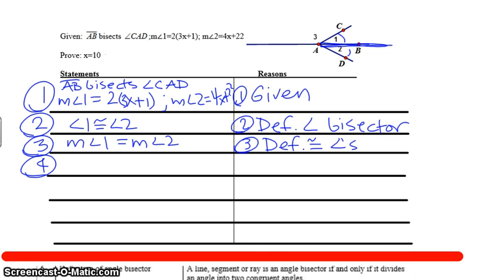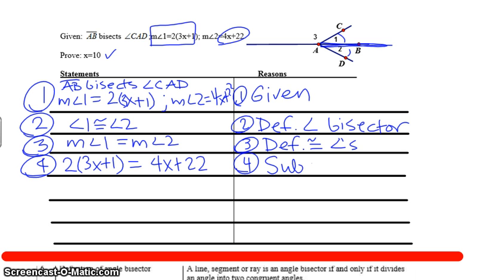Now, look at what I'm trying to prove. I'm trying to solve for x. Did they give me values for 1 and 2 that I could possibly substitute in? Well, here they tell me measure of angle 1 is that, so I'm going to substitute for the measure of angle 1. And I'm going to substitute measure of angle 2 with 4x plus 22. I'm replacing one thing with another thing. That has to be substitution.